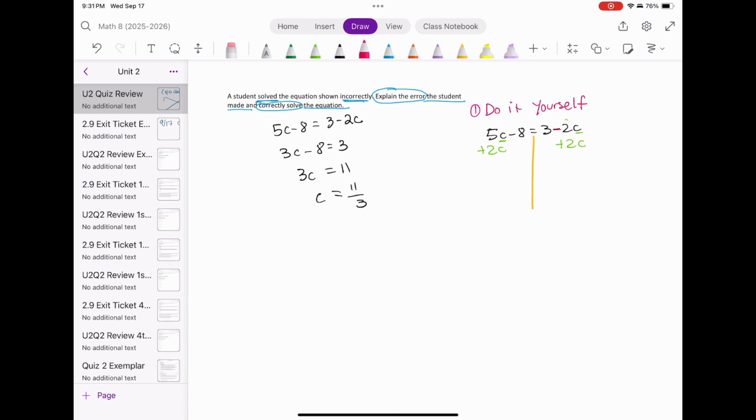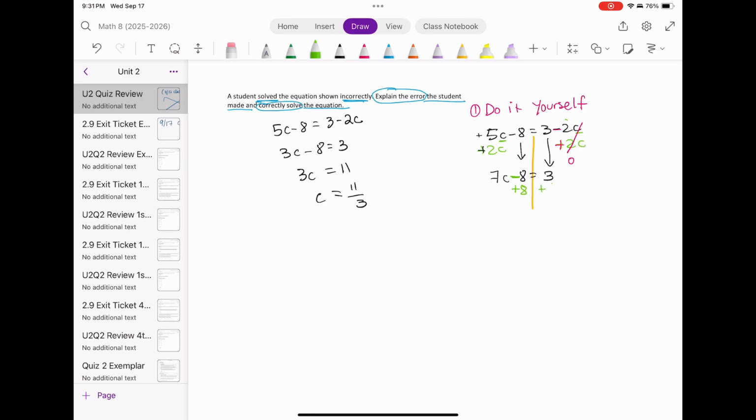So on the right, -2c plus 2c, they cancel. And on the left, positive 5c plus 2c, that's 7c. And then I didn't touch the -8, so I'm going to bring it down. And on the right, I didn't touch the 3, so I'm going to bring it down. Now I'm going to put my constants together. -8, the opposite is +8. Whatever I do to one side, I do to the other.